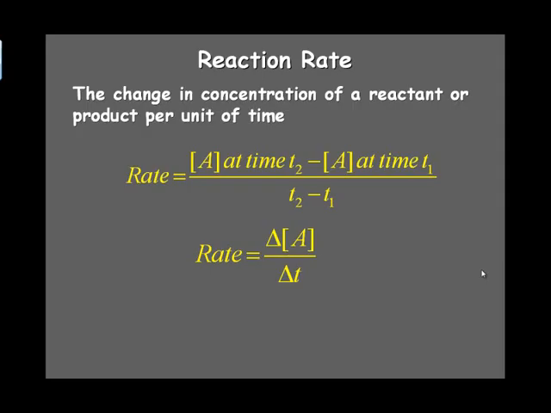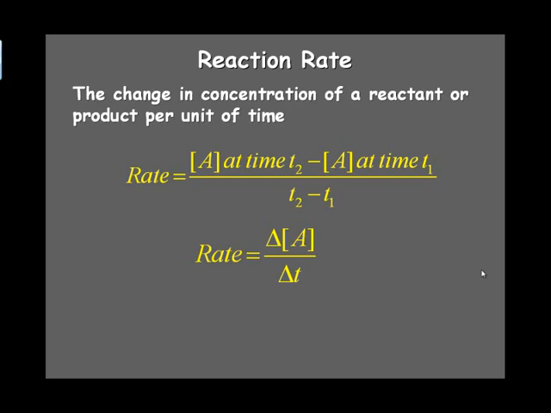Now, in order to begin a study of chemical kinetics, it's important that you understand what reaction rate is. Reaction rate is the change in concentration of a reactant being used up or a product appearing per unit of time. So if you look at the fraction there, rate is equal to the concentration of A at time 2 minus the concentration of A at time 1, all over the change in time.